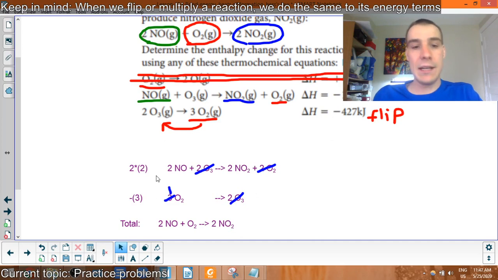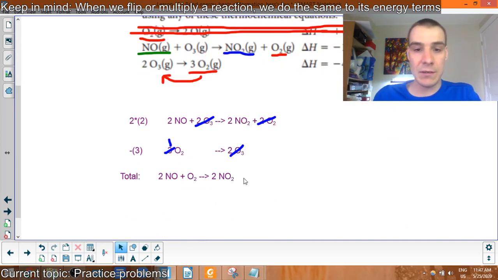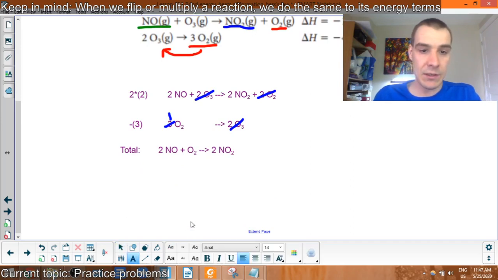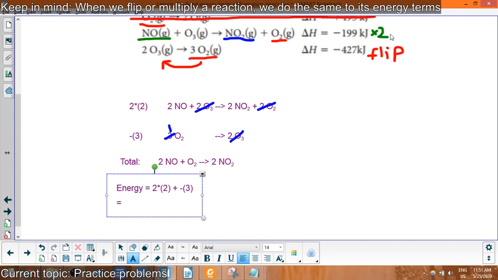So that means that our times 2 for number 2 and our flip for number 3 is the appropriate way to do it. Hence, we have the correct energy. So I'm going to write out the energy term. So I've got it written here. Energy is 2 times number 2, because we said number 2 times 2, minus number 3. So flip number 3.